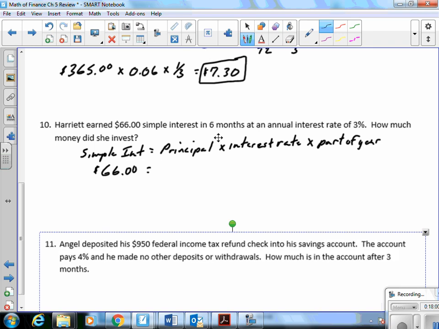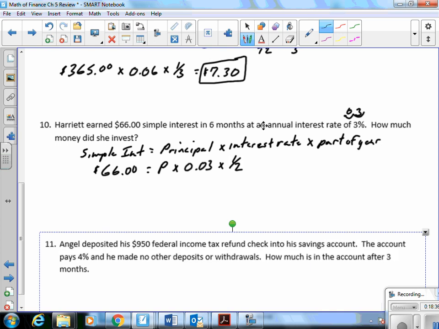So the simple interest she earned was $66. And that's going to equal the principal. I'm just going to call that P. That's what we're trying to figure out. How much money did she put in there? And the interest rate is 3%. So if we take 3 and move the decimal to the left, it's 0.03. And then times what part of the year? Well, if we're looking at 6 months, 6 months is half of a year, 1/2.